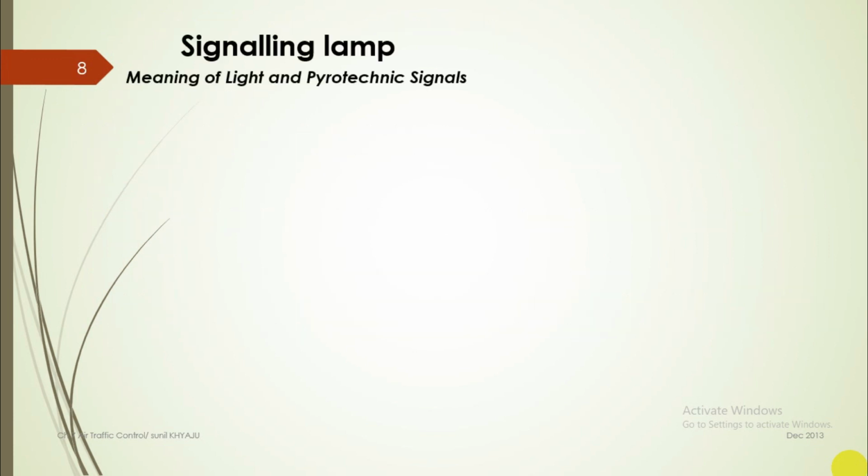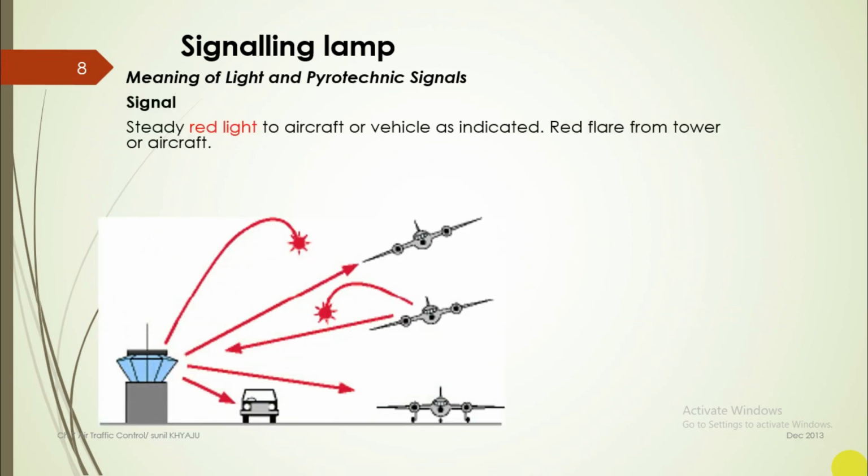Signaling lamp, meaning of lights and pyrotechnic signals. If the control tower produces a steady red light to aircraft or vehicles, that indicates, if the steady red light is produced to the flying aircraft, that is the aircraft in the air, that it does not give permission to land and to give way and continue circling.